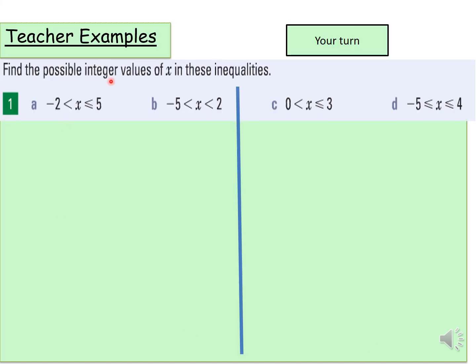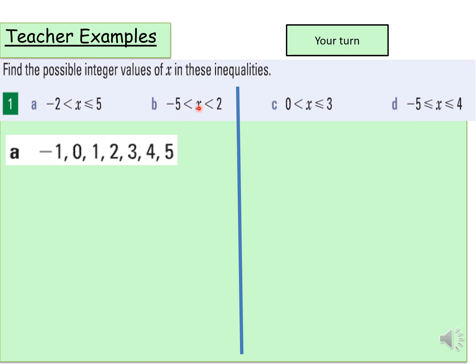Here are two more questions. I'm going to do the first two, and then you can try the next two. So, x is greater than minus 2, but it can't be minus 2. So, greater than minus 2 would be minus 1, 0, 1, 2, 3, 4. It could be equal to 5 because it's got that little line there. So, it's going to be all the way from minus 1 to 5: minus 1, 0, 1, 2, 3, 4, 5.